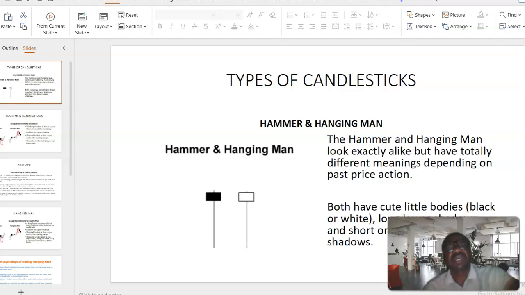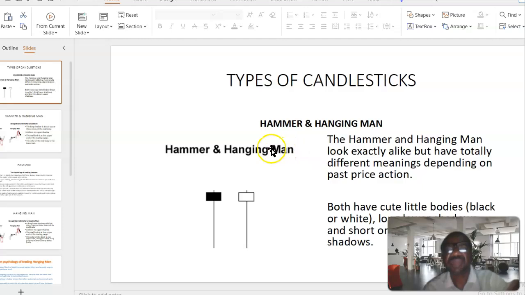Before now I've been talking about candlesticks. I've talked about the formation of a candlestick, the classification of a candlestick, and different candlesticks. We want to look at types of candlesticks. The number one we want to look at here is what we call the hammer and the hanging man.